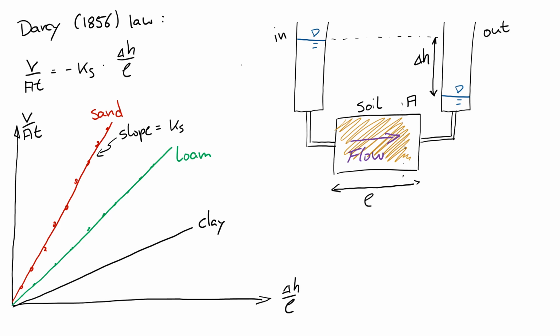Now, to put some numerical values on the slope or the saturated hydraulic conductivity of these soils, we might say that sand would have something in the order of 500 centimeters a day. A loam may be in the order of 50 centimeters per day. And a clay soil may be in the order of 5 centimeters per day.